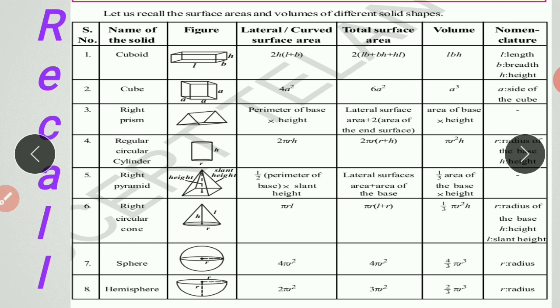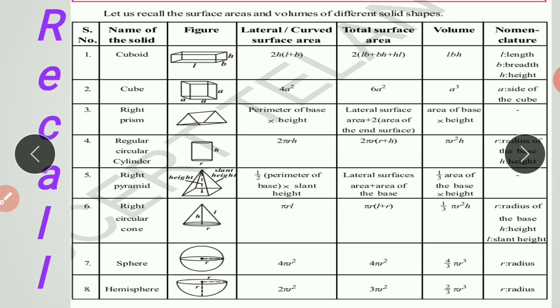Now here we have some important formulas. Just the formulas of cylinder we have to learn compulsorily. Curved surface area of cylinder is 2 pi r h and volume of cylinder is pi r square h. For the cone, curved surface area of cone is pi r l and volume of cone is 1 by 3 pi r square h. Curved surface area of hemisphere is 2 pi r square and volume of hemisphere is 2 by 3 pi r cube.